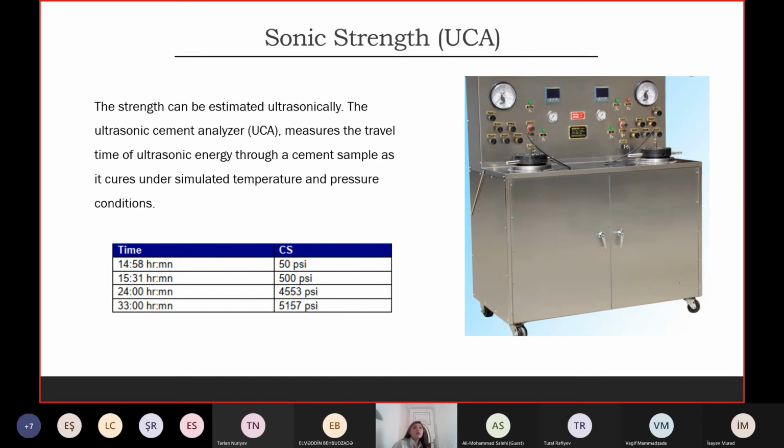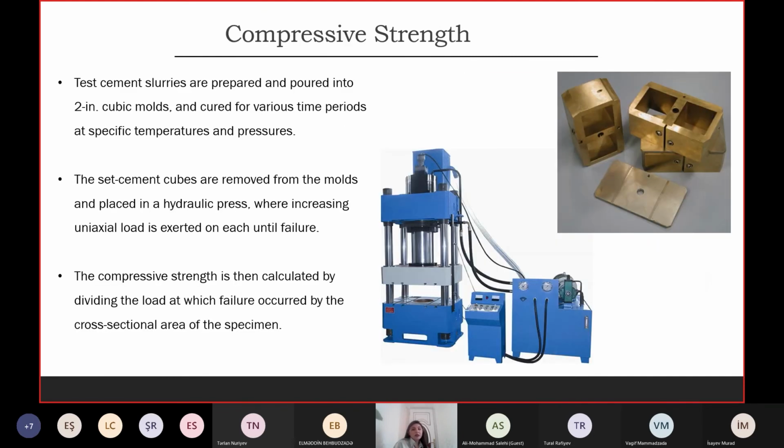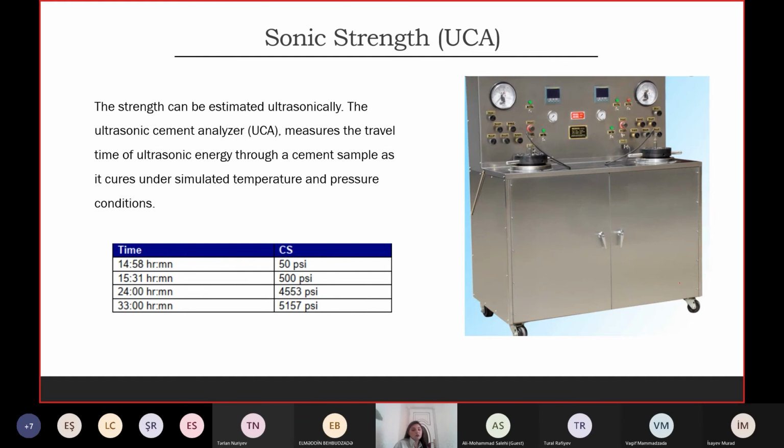That's why for a kickoff plug, it's never recommended to drill before 2000, 3000 psi compressive strength development. Yeah, we always run UCA. Compressive strength, sometimes we run it, sometimes we run UCA alternatively.